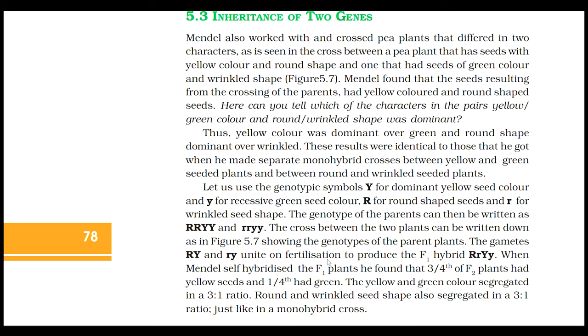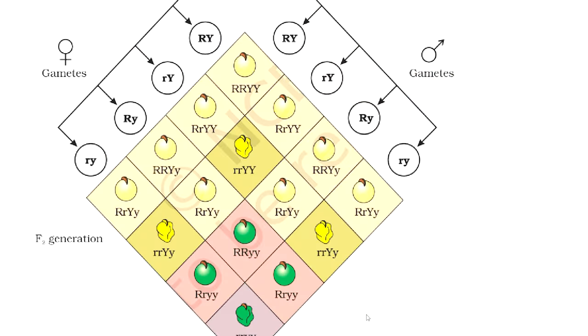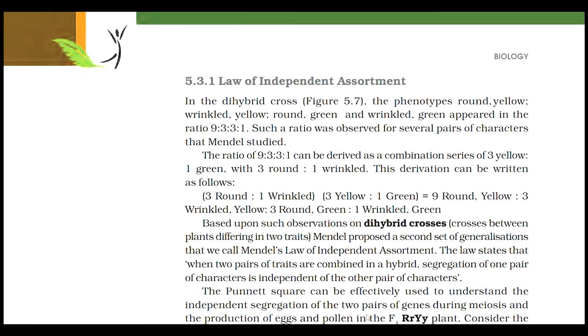When Mendel self-hybridized the F1 plants, he found that 3/4 of F2 plants had yellow seeds and 1/4 had green. The yellow and green color segregated in a 3:1 ratio. Round and wrinkled seed shape also segregated in a 3:1 ratio, just like in a monohybrid cross. 5.3.1 Law of independent assortment.